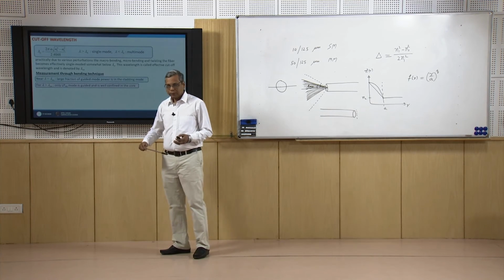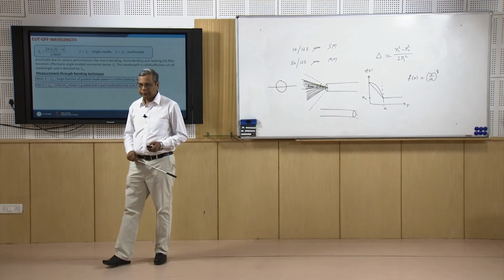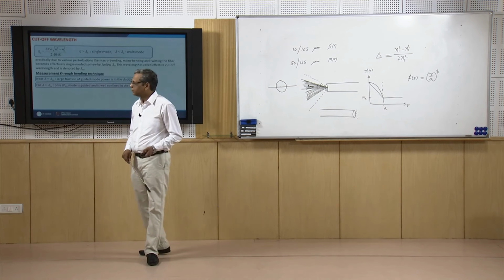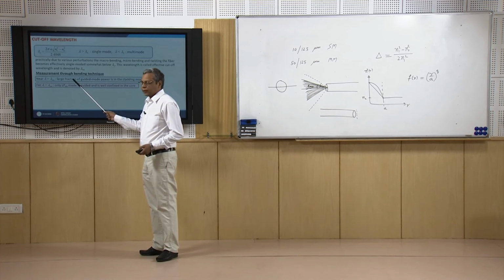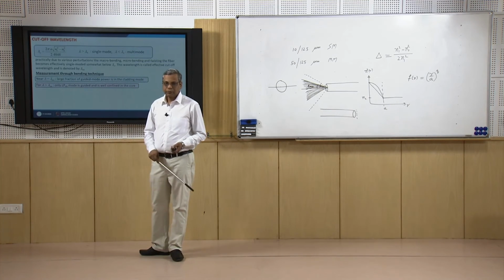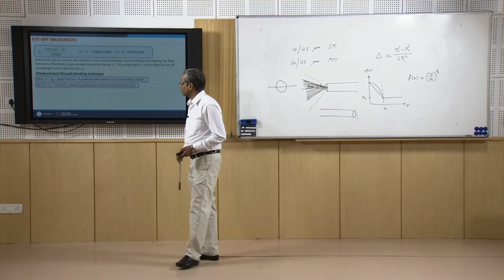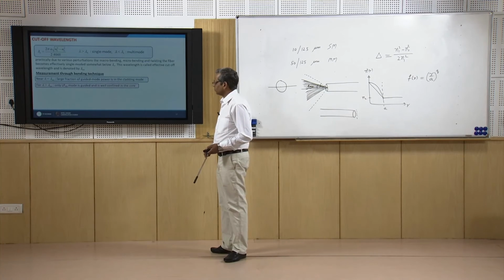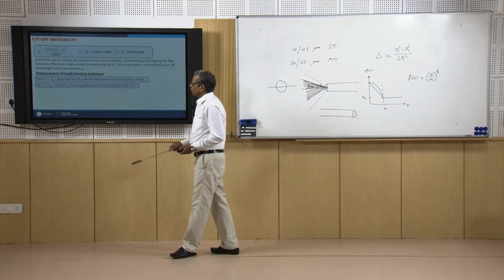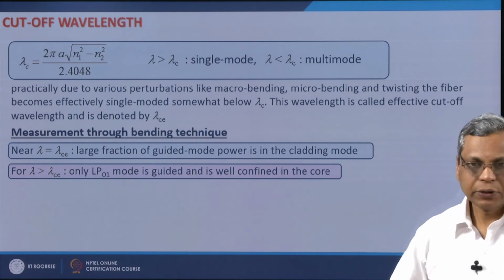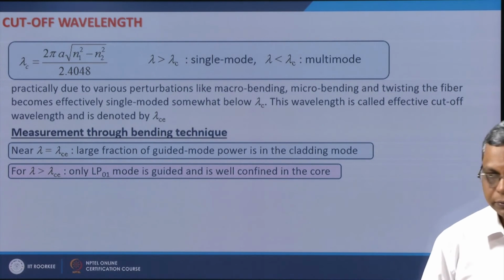because then most of the power is in the LP01 mode, all the other modes are not guided, while here the power is going into the LP11 mode also, and it extends to the cladding also, and also because this wavelength is shorter than this, the LP01 mode power also goes into the cladding.